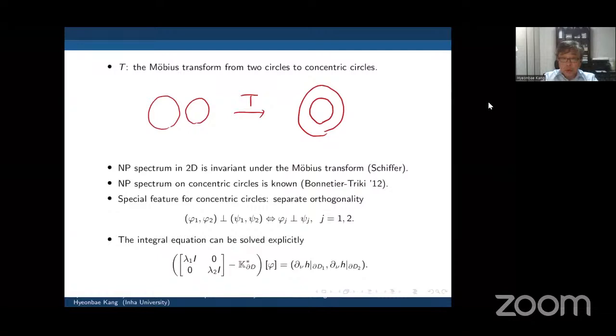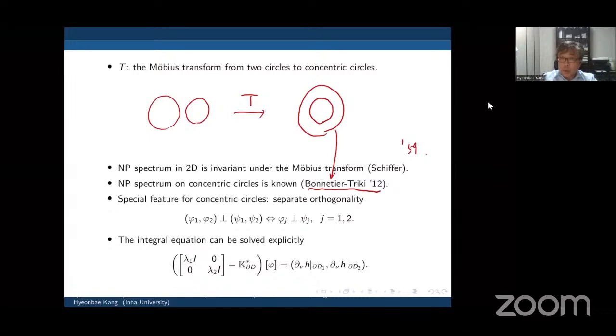to concentric circles. But it is known that, in two dimensions, the non-Poincaré spectrum is invariant under Möbius transformation. This is Schiffer's result, I think from '59 or something. And on these concentric circles, the spectrum is known. This was first derived by Bonnetier and Triki.